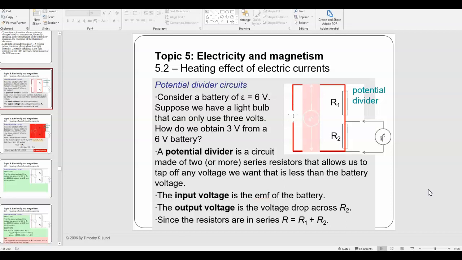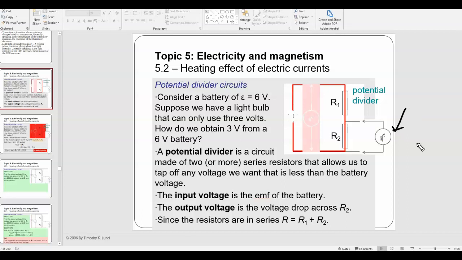So for example, let's say you had a 6-volt battery and then you had a light bulb that only works correctly if you have 3 volts. Well, you can't just take a 6-volt battery and cut it in half. That doesn't work. By using the potential divider circuit, we can take a 6-volt battery and extract only 3 volts from it to output to our light bulb.